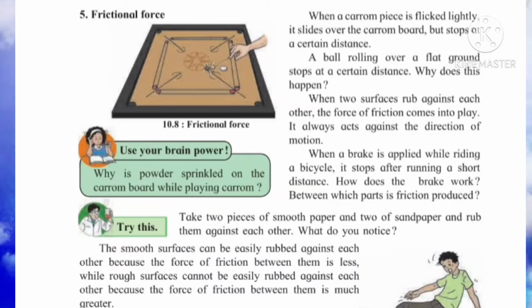See, here there are two surfaces: one is the striker surface and another is the carom board surface. Between these two surfaces, when we sprinkle the powder, there is less frictional force. As we sprinkle the powder, the frictional force decreases. As the frictional force decreases, the coins or striker will rotate with high speed.